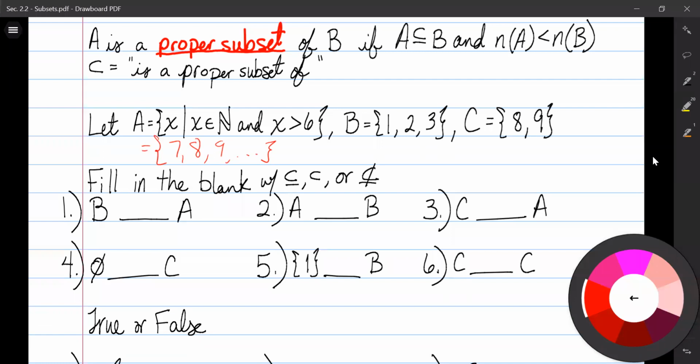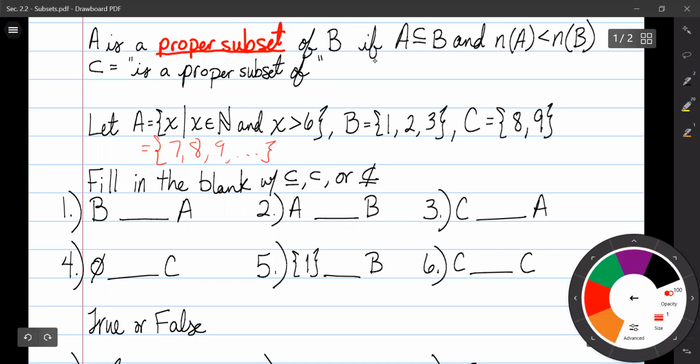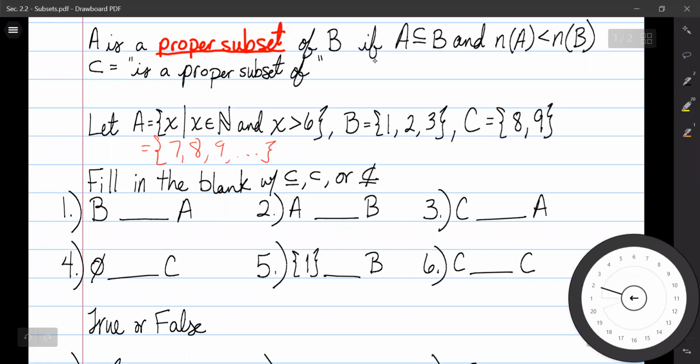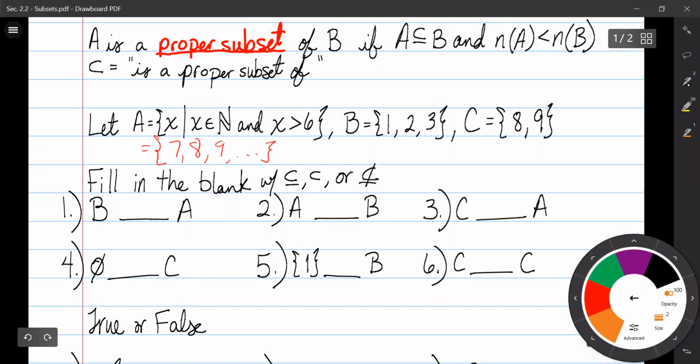Okay, so we want to determine if B is a subset of A. So is B a subset of A? No, it's not. B has 1, 2, and 3, and then A has everything above 6. So B is not a subset of A. So the symbol for is not a subset of is like this.